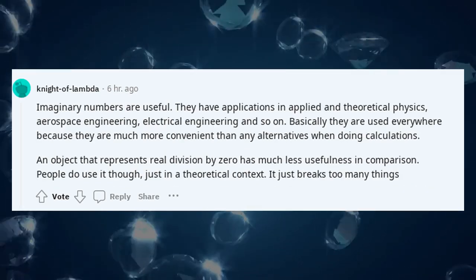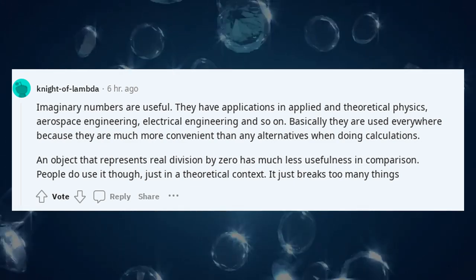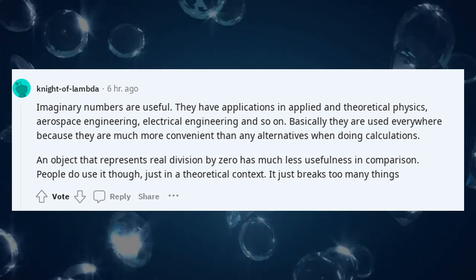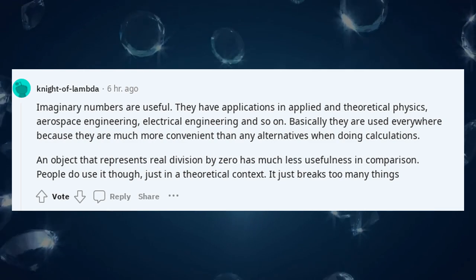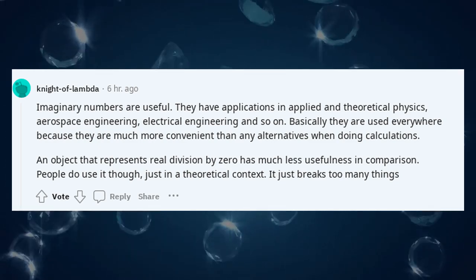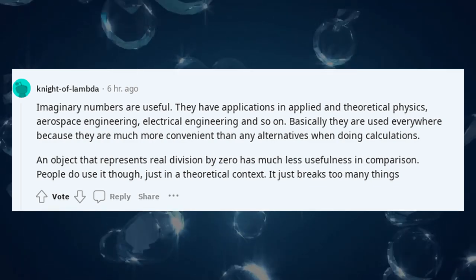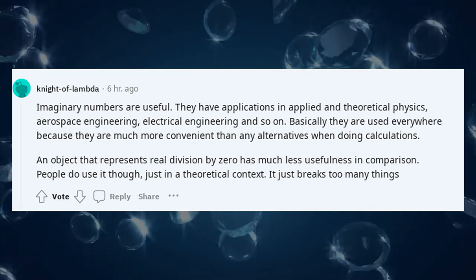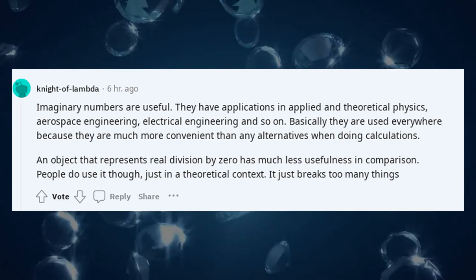Imaginary numbers are useful. They have applications in applied and theoretical physics, aerospace engineering, electrical engineering, and so on. Basically, they are used everywhere because they are much more convenient than any alternatives when doing calculations. An object that represents real division by 0 has much less usefulness in comparison. People do use it though, just in a theoretical context. It just breaks too many things.